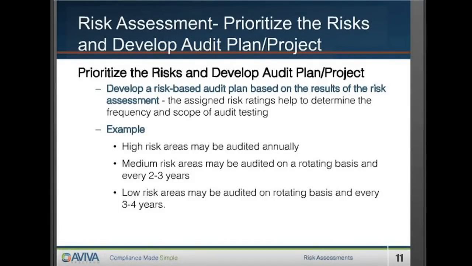And low-risk areas may be audited on a rotating basis, perhaps every 3 to 4 years. But the main thing is that by prioritizing our high-risk areas, we can determine where to best allocate our resources and also provide value to our organization.